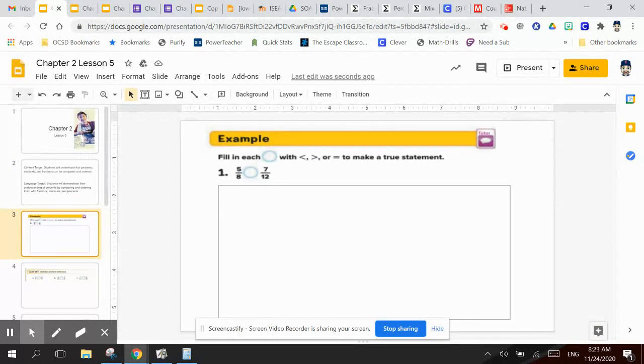So for our first example, it says fill in each circle with a less than, greater than, or equal to sign to make it a true statement. So when I look at two fractions, such as 5/8 and 7/12, I'm going to use the butterfly method to compare these two fractions. I'm going to what's called cross multiply.